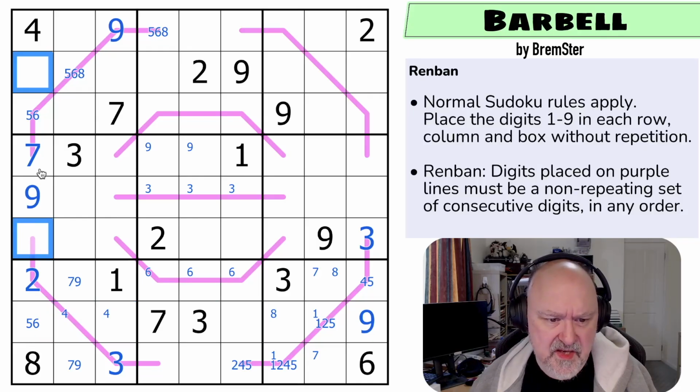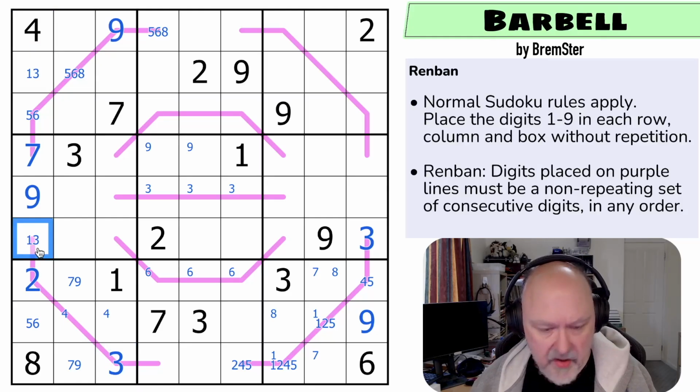Actually, what are these? 1, 2, 1 and these are 1 and 3. 1, because 4, 5, 6, 7, 8, 9. These are 1 and 3, and I can use the fact that I can't repeat digits on the line to make that the 1 and that the 3. And this being a 1 means this has to be a 4, 5 pair.